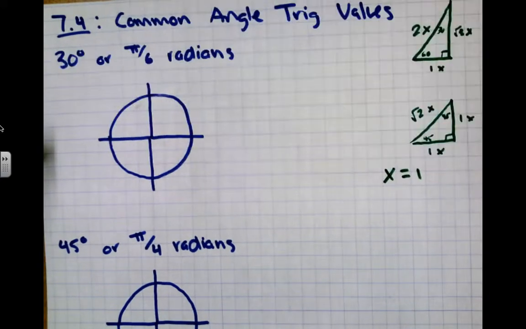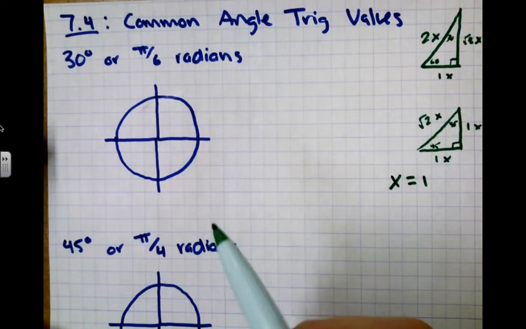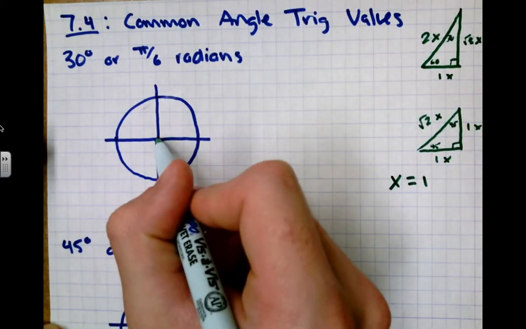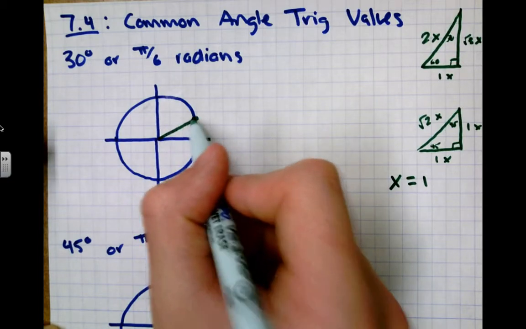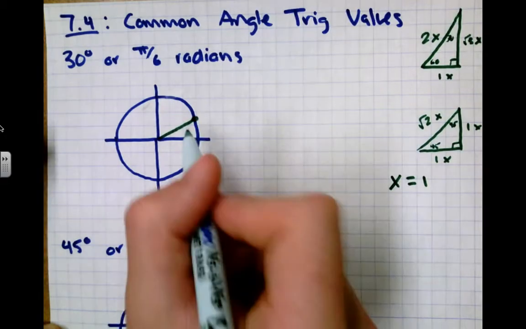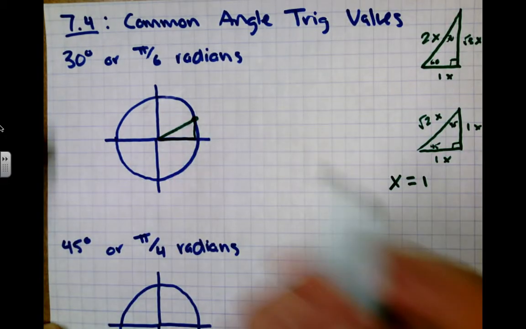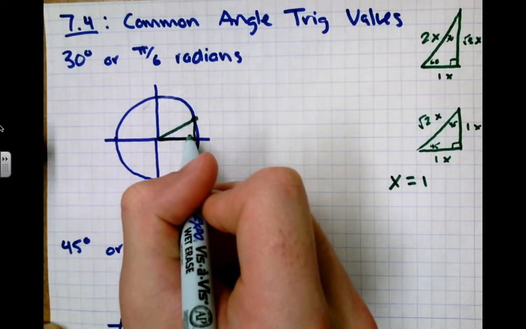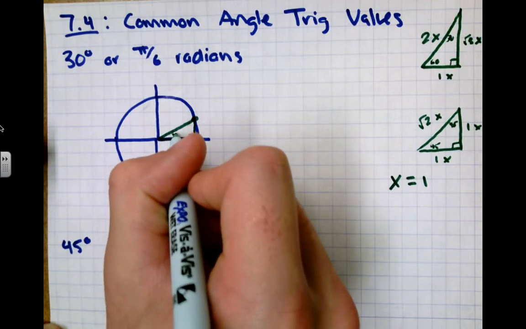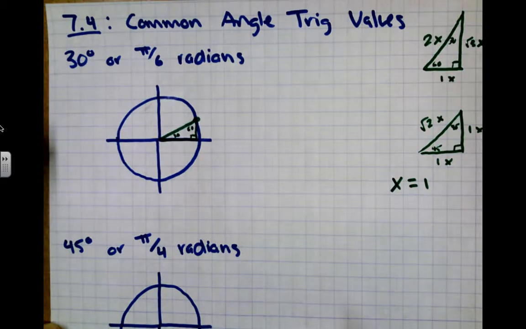So the first one that we look at is going to be 30 degrees or pi over 6 radians. So if we go through and we draw an angle where this is true, starting from the initial side here, 30 degrees is going to be somewhere around there. And what we end up doing is we put in a 30, 60, 90 triangle. That side would be 90, over here would be 30, and up here would be 60.